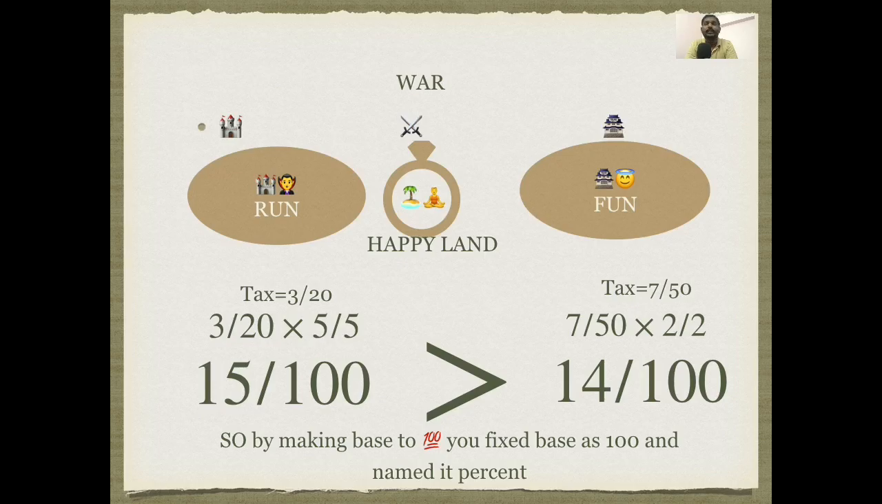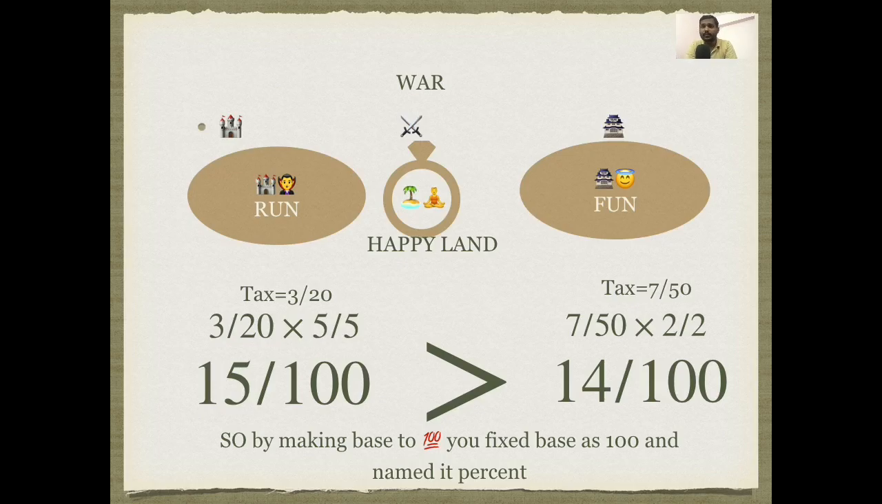Friends, why can't we start percentages with a story? Just to illustrate. You are the wise men of Happy Land and you have two adjacent kingdoms, Run and Fun. And a war broke out between them and you need to go ahead with one of them.